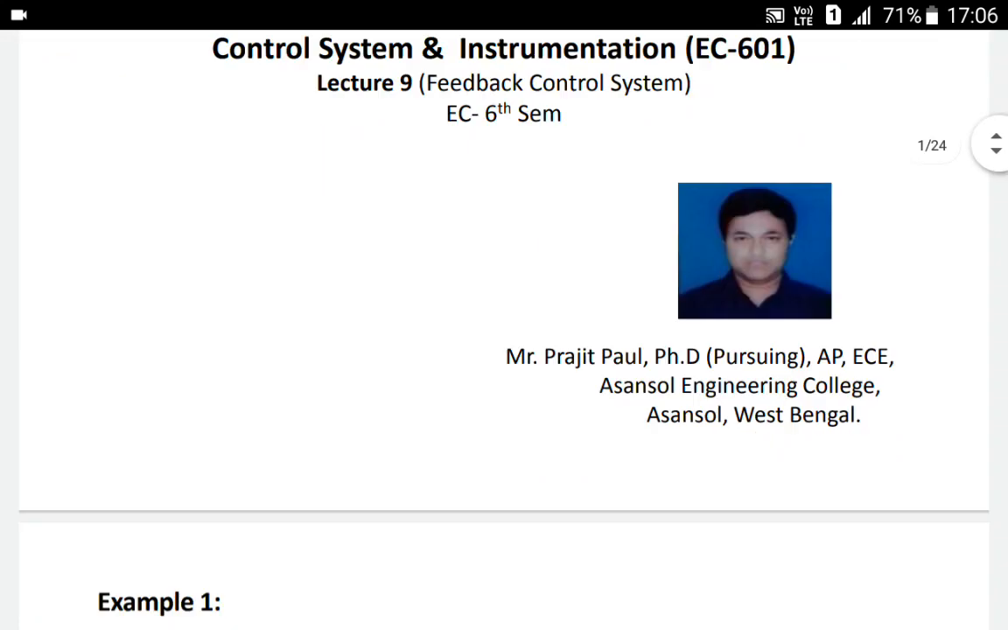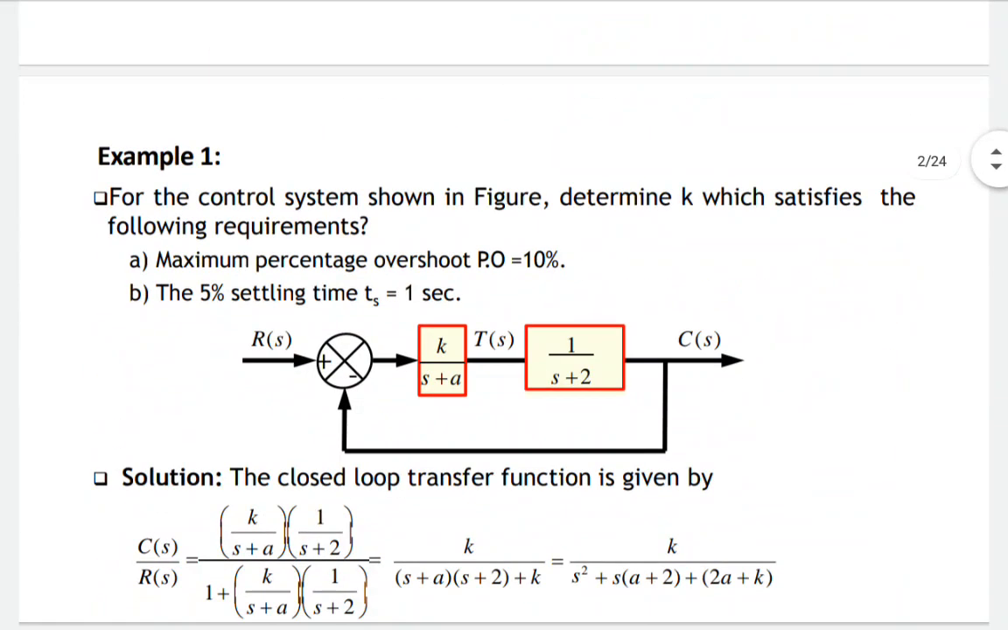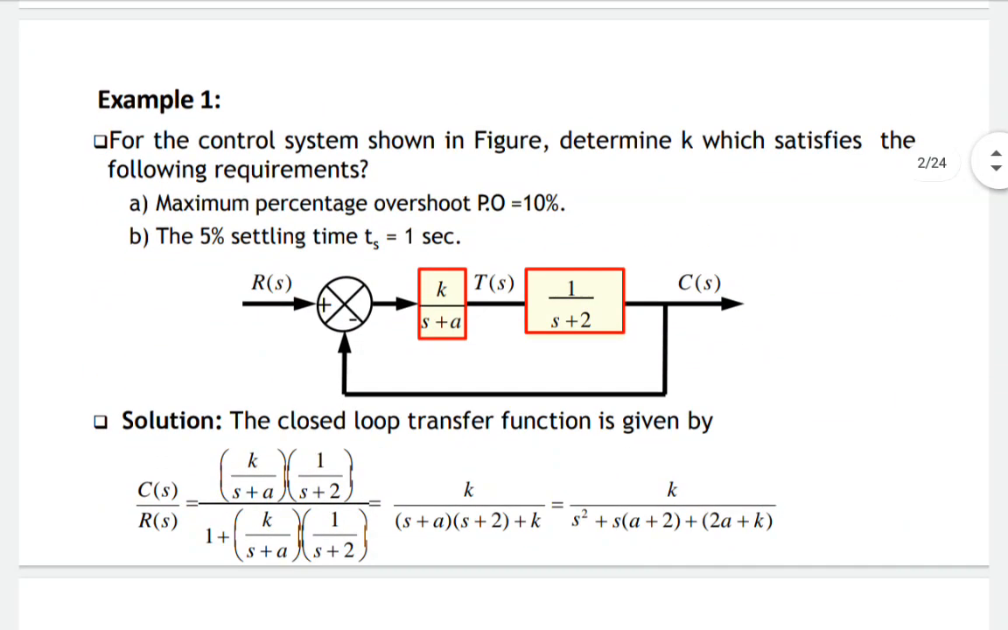Okay, now see, the problem is: for the control system shown in the figure, determine K which satisfies the following requirements. Number 1, A is the maximum percentage overshoot, that is PO equal to 10%, and B is the 5% settling time, TS equal to 1 second. The corresponding forward path transfer functions are provided, for the unity feedback system.